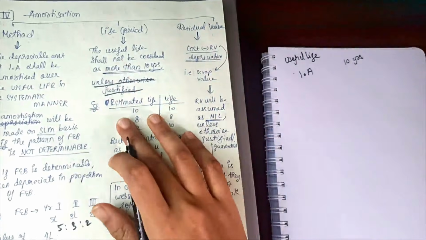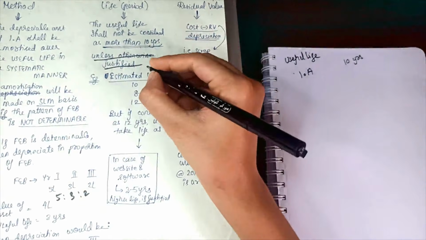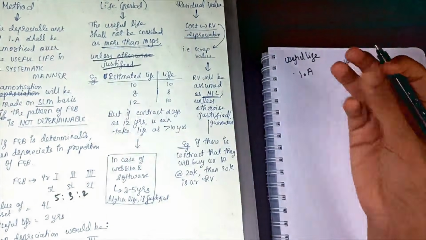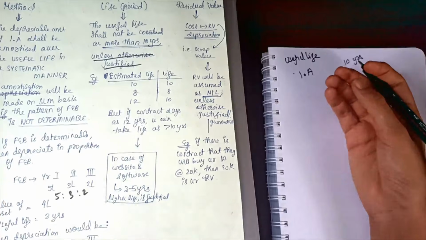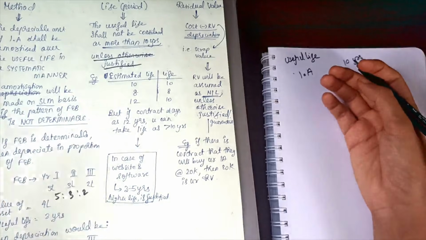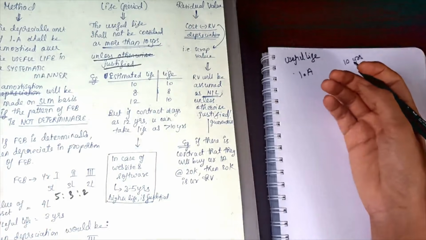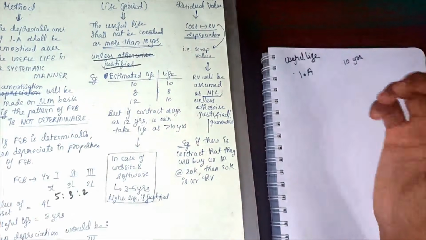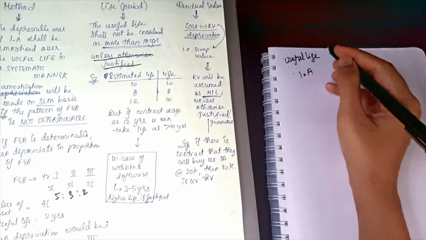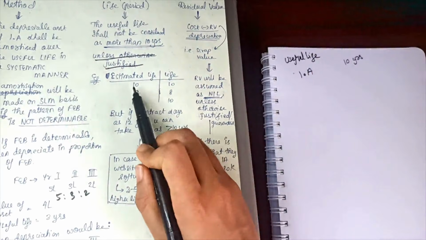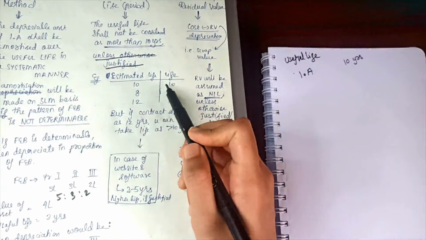So I've given an example here. Suppose you estimate. Okay, so what is actually a useful life? Useful life is something that you estimate. You think that this machinery will work for 5 years. Okay, so you think this plant will work for 8 years. So its useful life is something estimated. Suppose you estimate the life of the intangible asset as 10 years, you can take the life as 10 years.